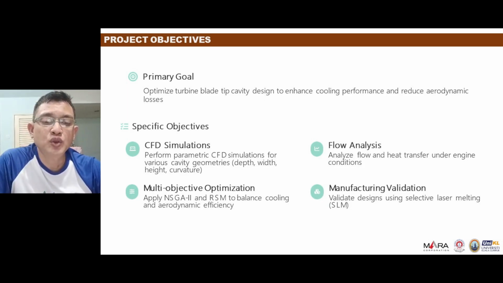The research aims to optimize turbine blade tip cavity design to enhance cooling efficiency and reduce aerodynamic losses, improving gas turbine engine performance and durability. Key objectives include, first, conducting parametric CFD simulations to study how geometric factors affect thermal and aerodynamic behavior. Secondly, analyzing flow and heat transfer under realistic high temperature, high pressure conditions.